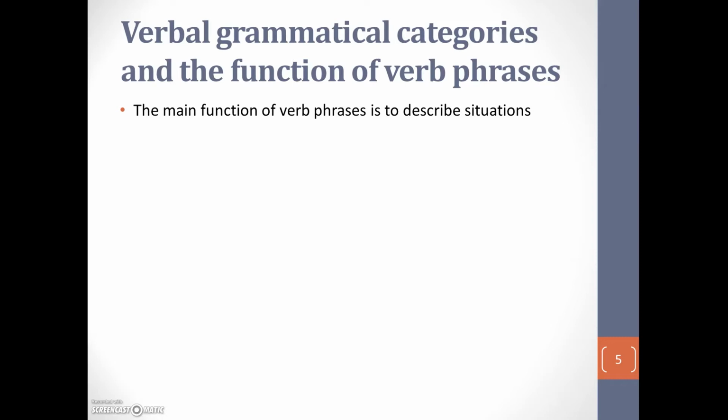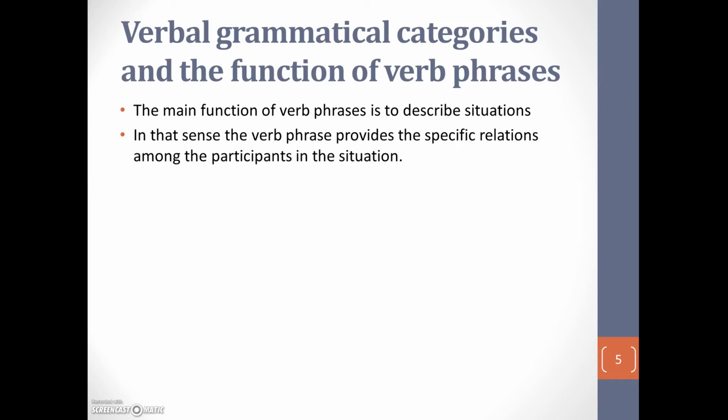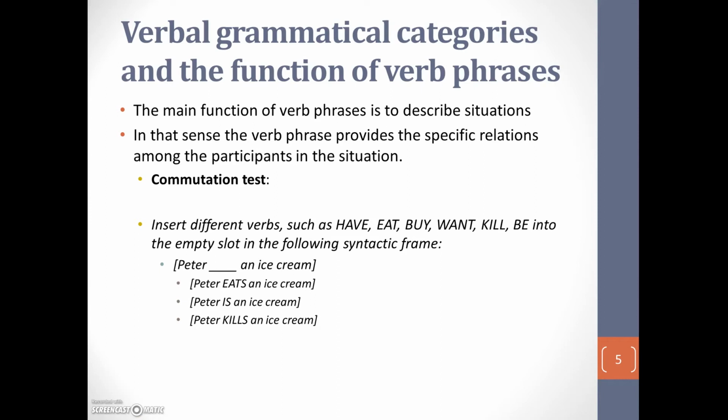And you can see how this works by carrying out what is called a commutation test. So basically you can try and insert different verbs, okay, so have, eat, buy, want, kill, into an empty slot in what we call a syntactic frame. So here we have Peter and we have an ice cream. So we just have 2 participants, right? We have 2 noun phrases, and you can make up your own examples, and then we try and put in different verbs, and we can see that obviously that changes the relation between the two participants.